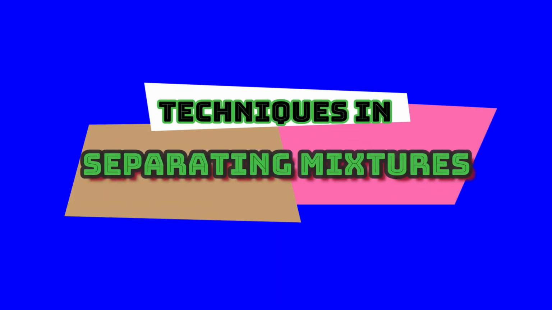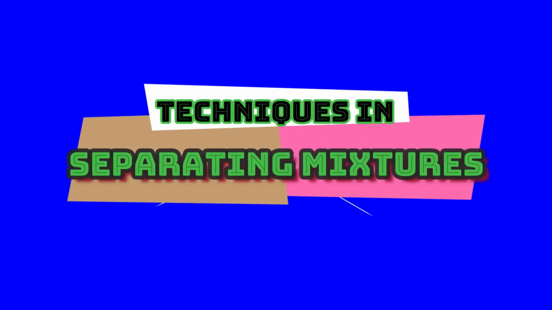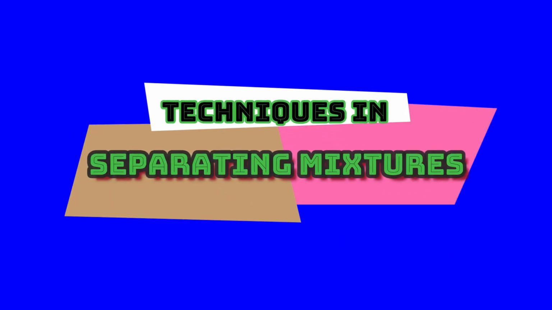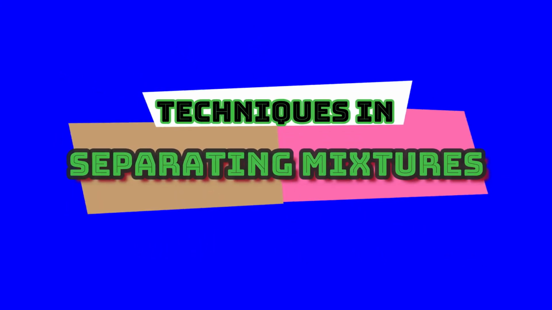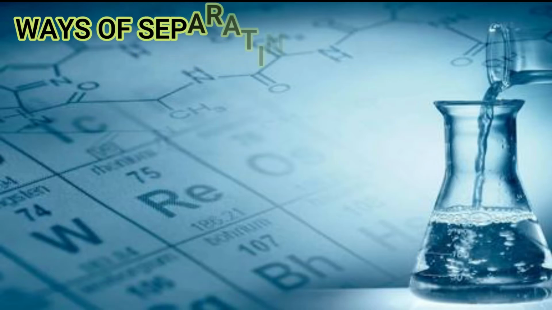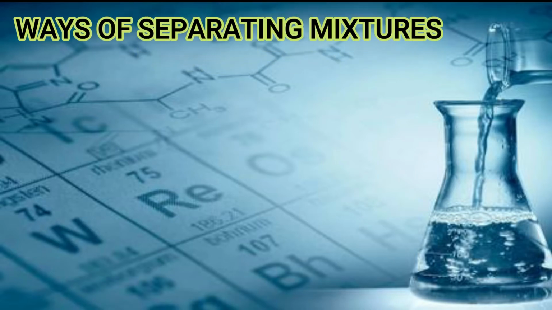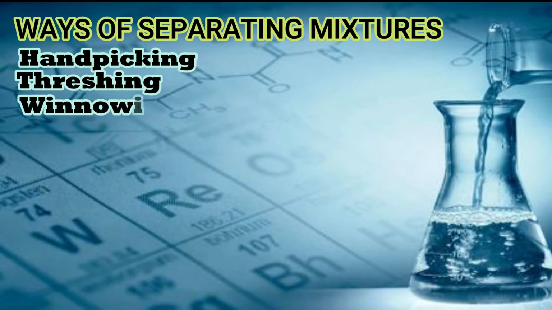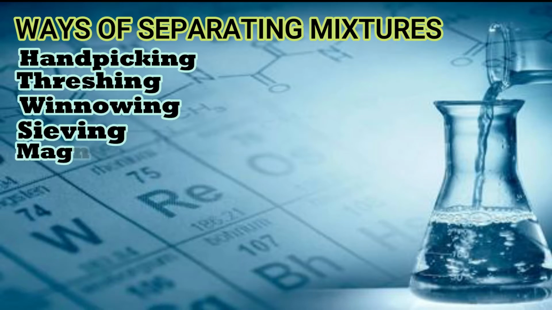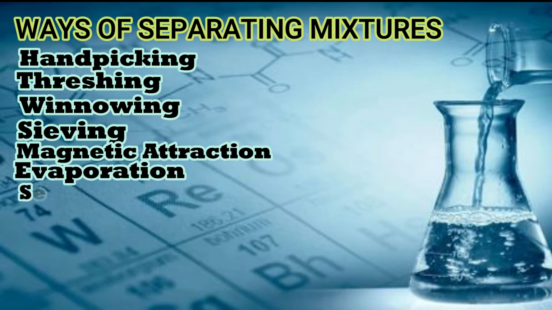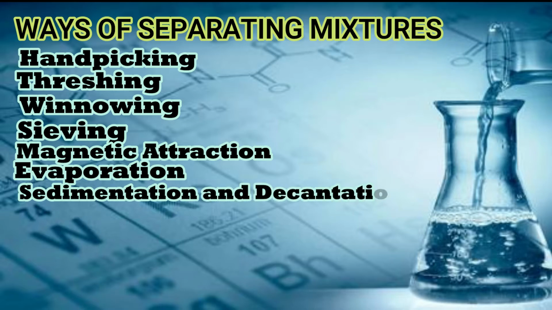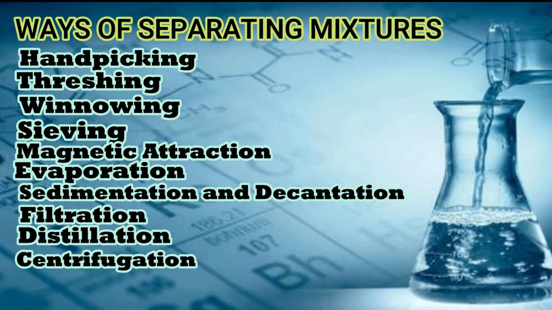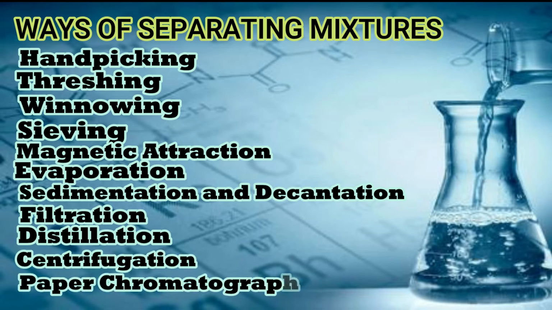Good day everyone! Today, we are going to discuss all about the different techniques in separating mixtures. What are the different ways of separating mixtures? They are hand picking, threshing, winnowing, sieving, magnetic attraction, evaporation, sedimentation and decantation, filtration, distillation, centrifugation, and paper chromatography.